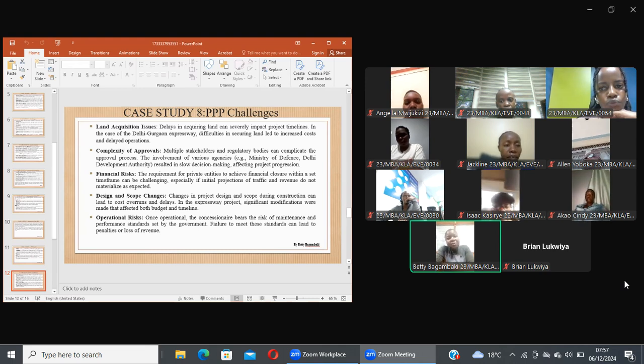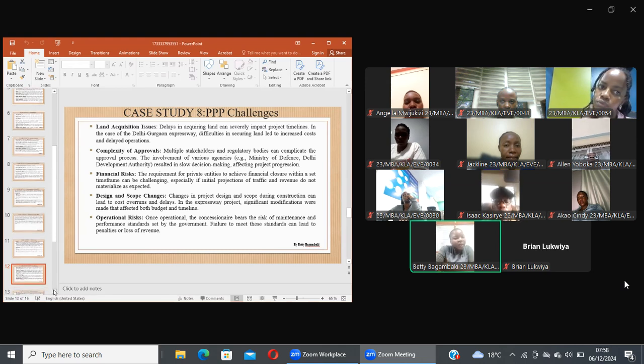Then we have complexity of approvals, where over 15 approvals were to be sought before the commencement of this project. Some of the agencies include the Ministry of Defense, then the Delhi Development Authority. This actually slowed the process of decision making. Then there is also financial risk, which was a requirement for private entities to achieve financial closure within the said time frame, especially during the initial stages. If this wasn't done, it would definitely affect revenue for the project.